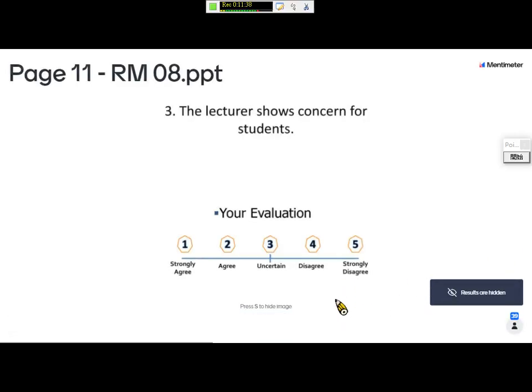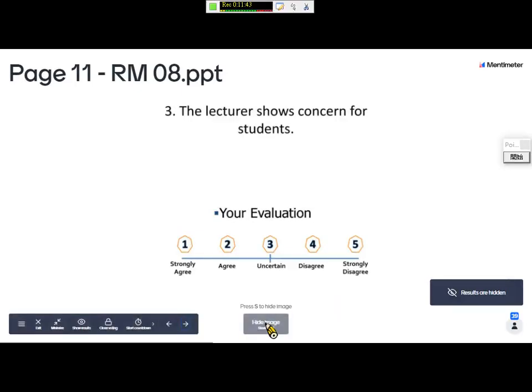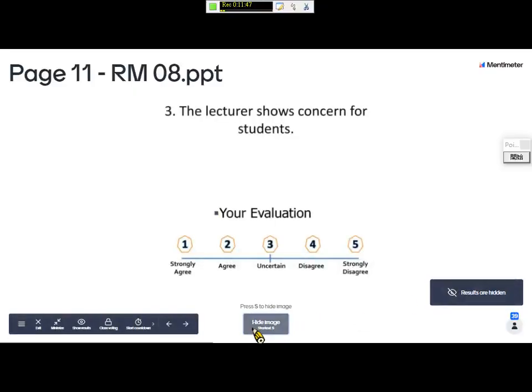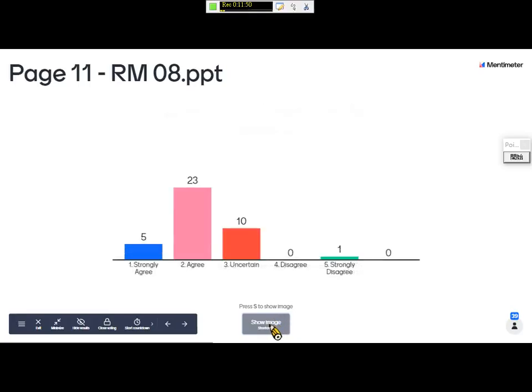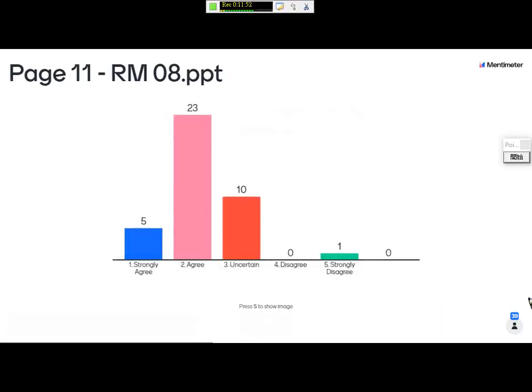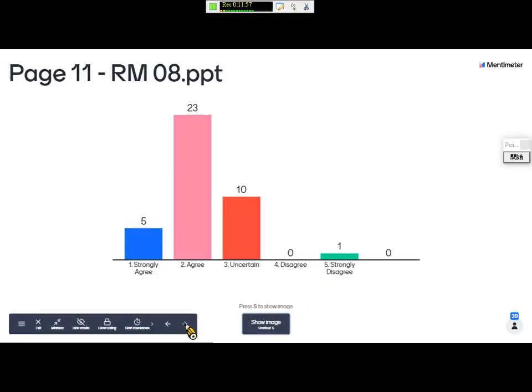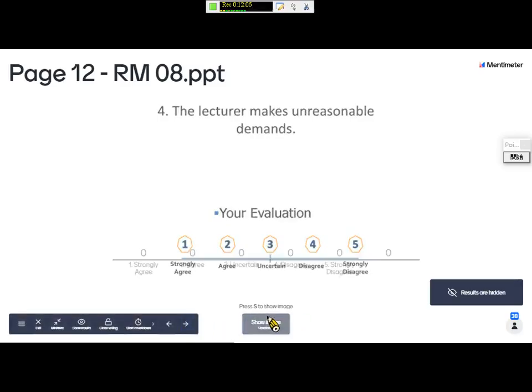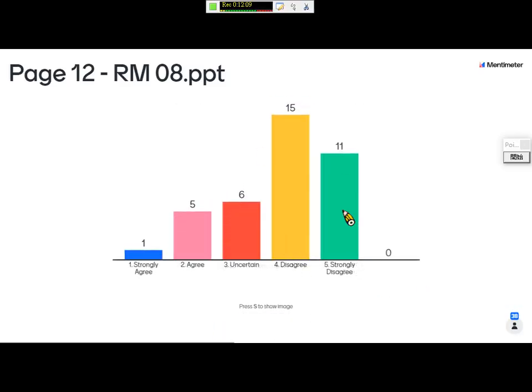So the lecturer shows concern for the students is a positive question, right? So we have the answer for this one. Okay, agree, show concern, and uncertain for this one is good. And this one, the lecturer makes unreasonable demands. This is a negative statement. So you have to be careful about your choice. Here, most of the students know the difference, right?